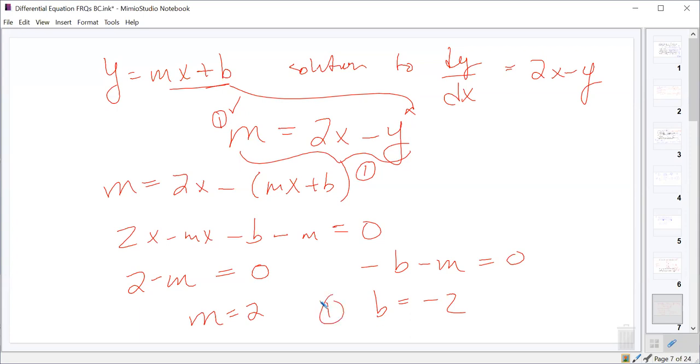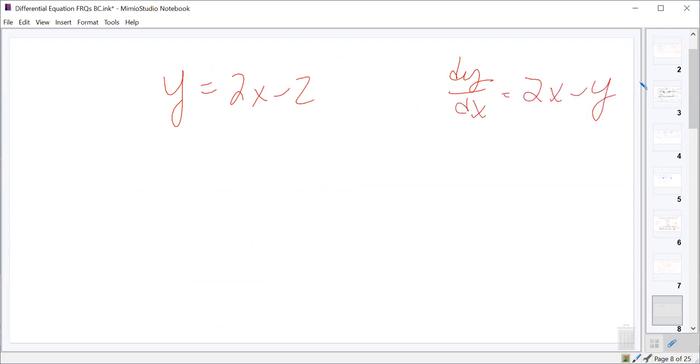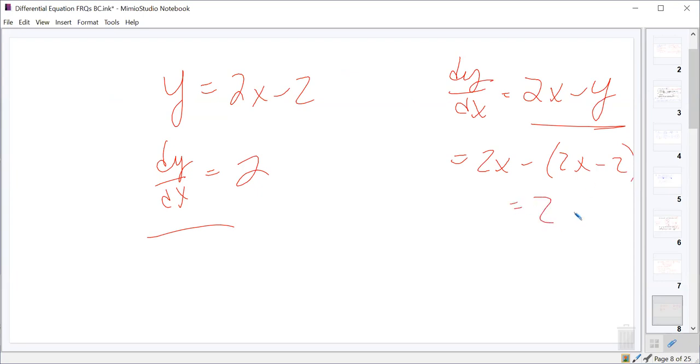And yeah, right there, good question. It might seem a little weird, that we're saying y equals 2x minus 2 satisfies the differential equation dy/dx equals, what was it, 2x minus y, right? It seems a little bit weird, but not really. What's the derivative of this? What's dy/dx? It's 2. Well, that still seems a little weird, right? But not really, because what's 2x minus y? This is 2x minus the quantity 2x minus 2. It's the same thing. Good or no?